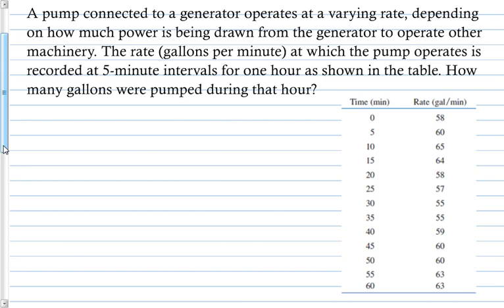And I don't have an equation, but I have to be able to understand that if I integrate that rate, that'll give me the total, okay? The amount of gallons pumped during that hour. Now, the units of measure are gallons and then minute. And here we're working from 0 to 60 minutes because it's an hour. So from 0 to 60.